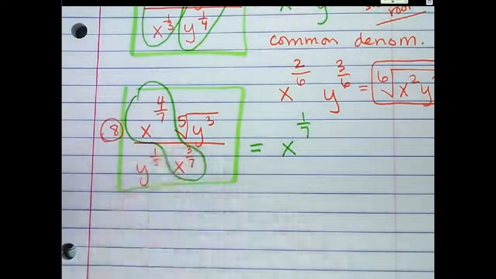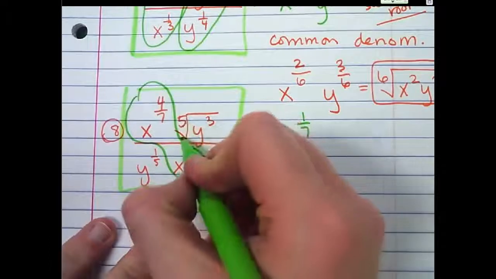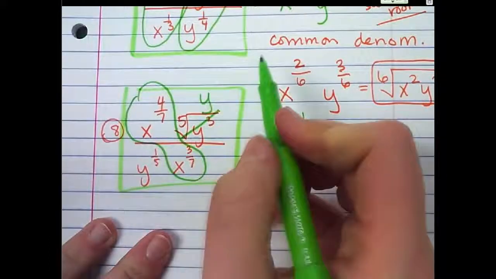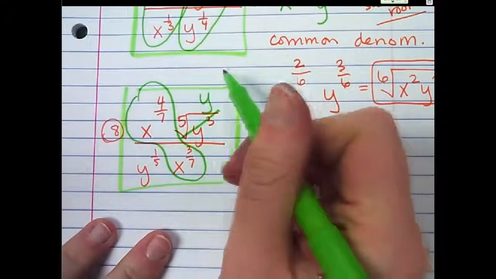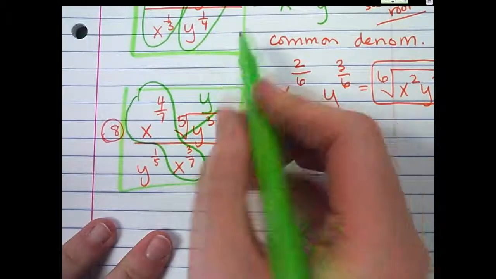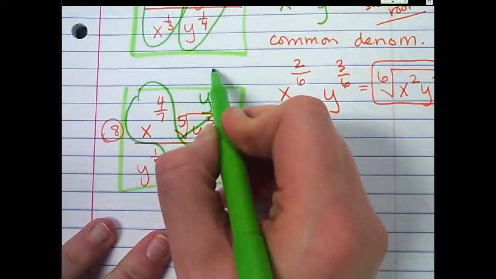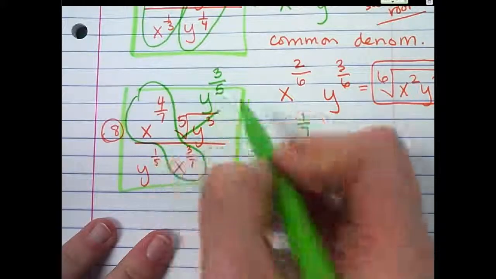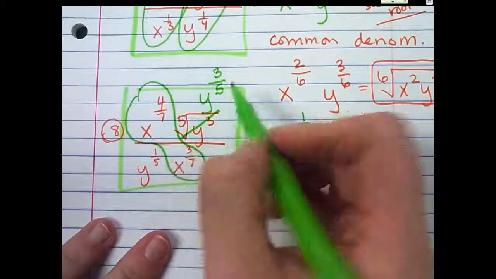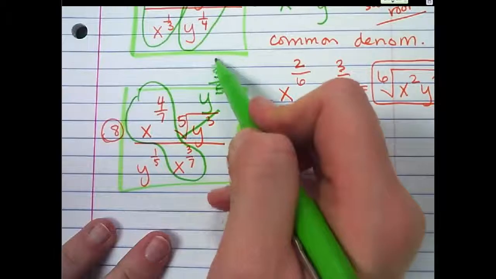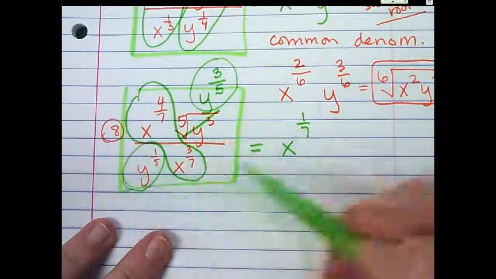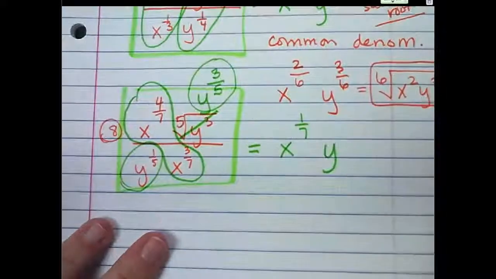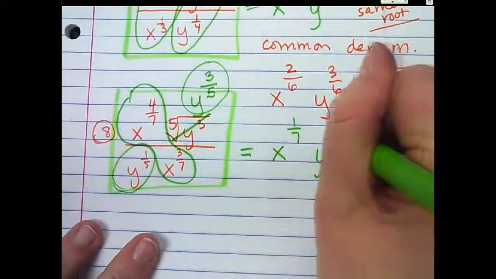Let's change this 5th root of y cubed. Can I change that to be an exponent? What will my fractional exponent be? 3/5 or 5/3? 3/5. Power over root. And now I can do my y's. This one minus this one. What would that give me? 2/5.